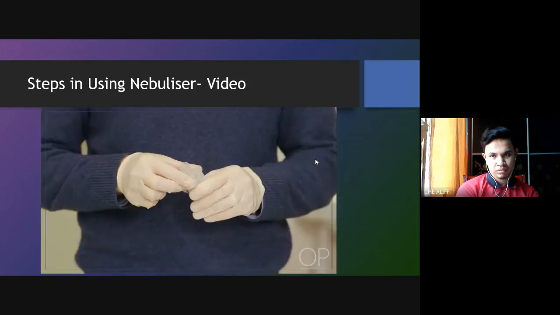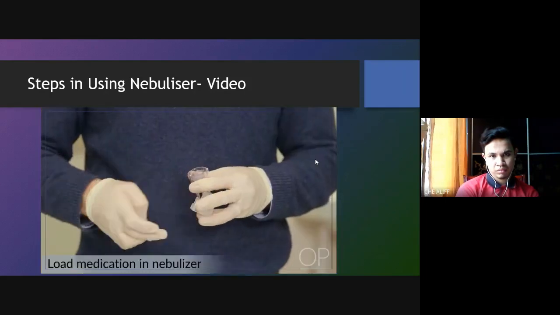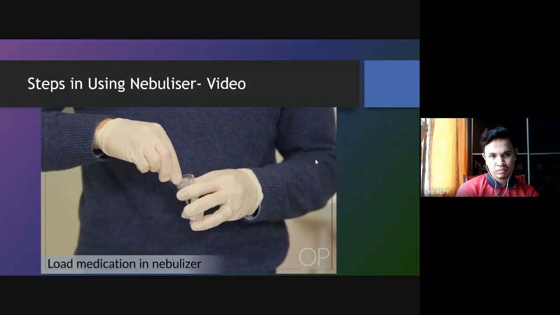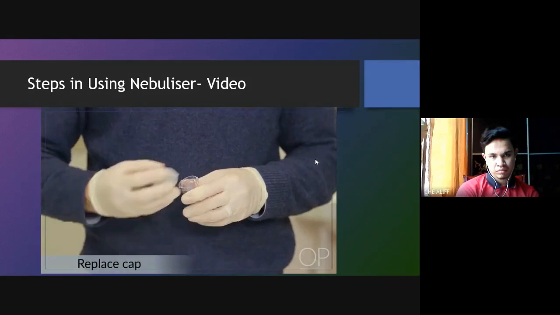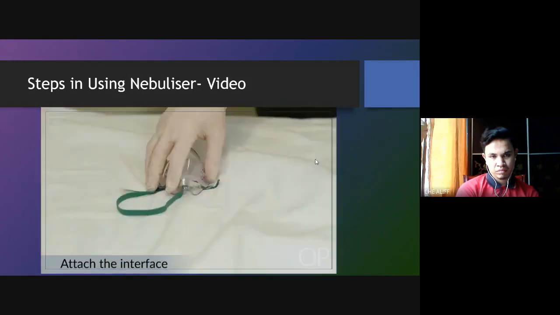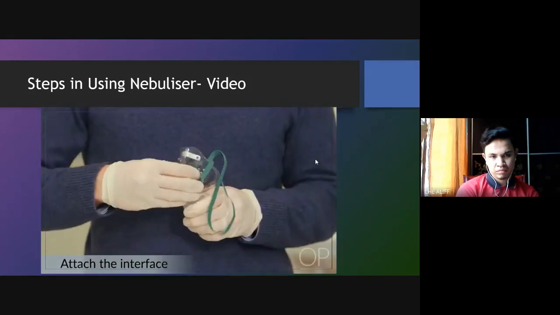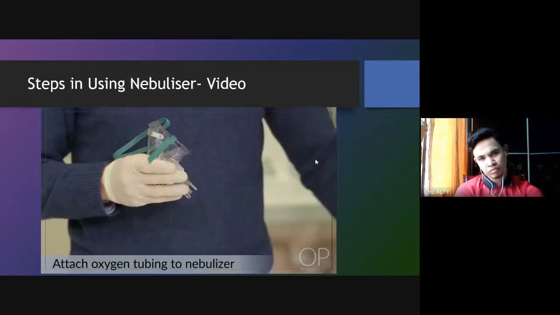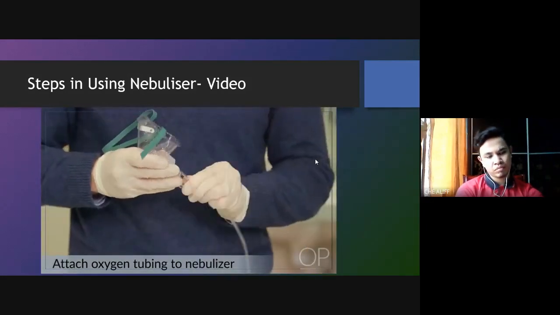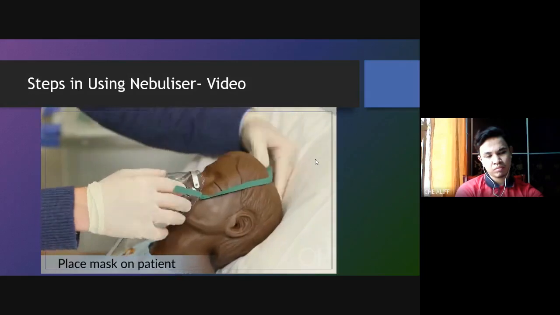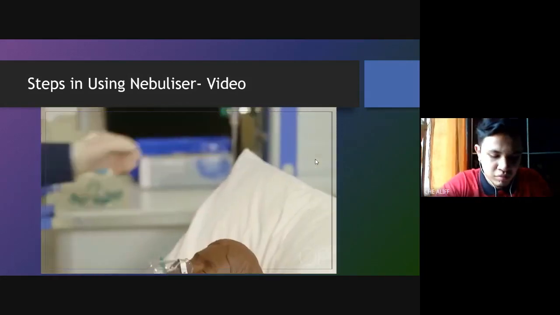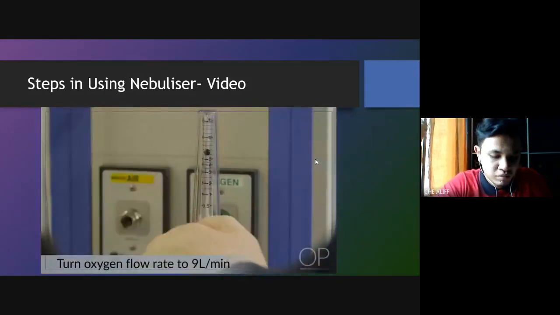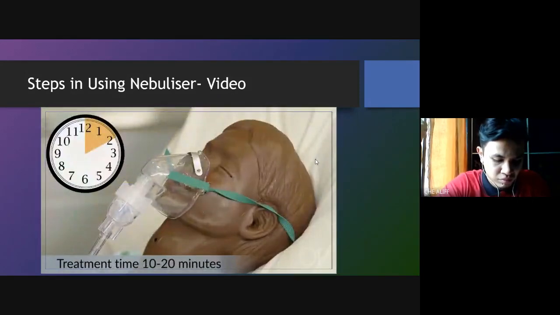Next, I have our drug. I've removed the cap, and I'm going to take our medication, which is in a liquid suspension, and place it inside the device. We're going to replace the cap, attach the interface, affix the oxygen tubing to the bottom portion of the nebulizer, and place the mask on our patient. I'm going to turn the oxygen flow rate onto 9 liters per minute as per recommendations by the manufacturer. This treatment should last anywhere from 10 to 20 minutes.